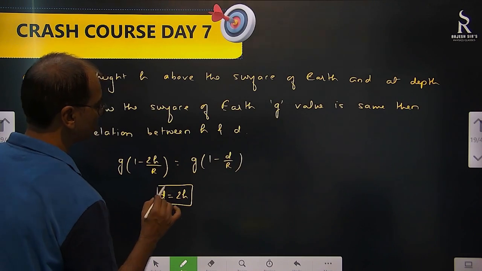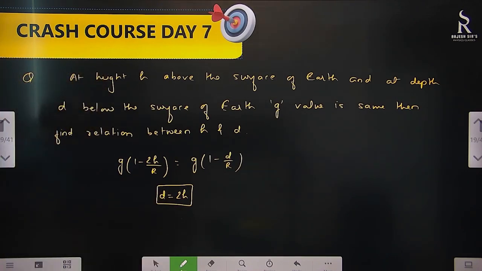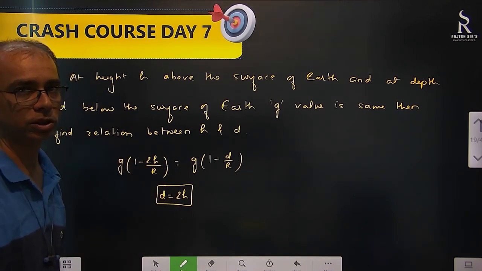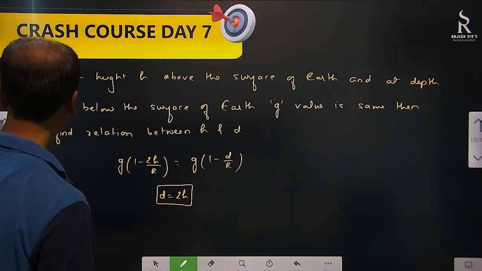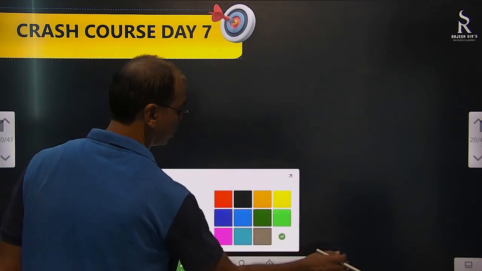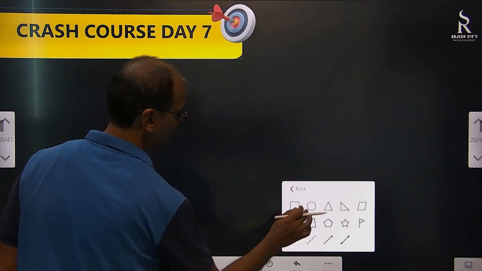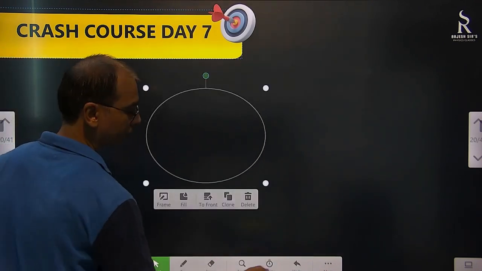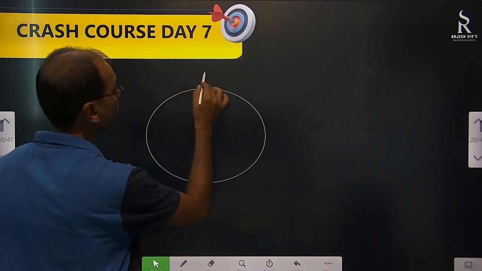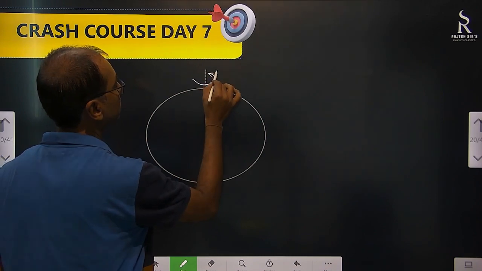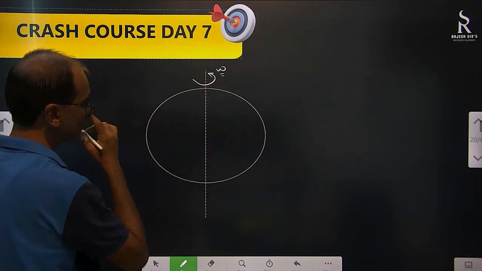Like this, many questions are there. So below the surface of the earth also we got the acceleration due to gravity. At height h also we have found it. Then, what is there? Acceleration due to gravity because of rotation of the earth. Earth is rotating, we all know. So this is the axis and this is the omega with which it's rotating.